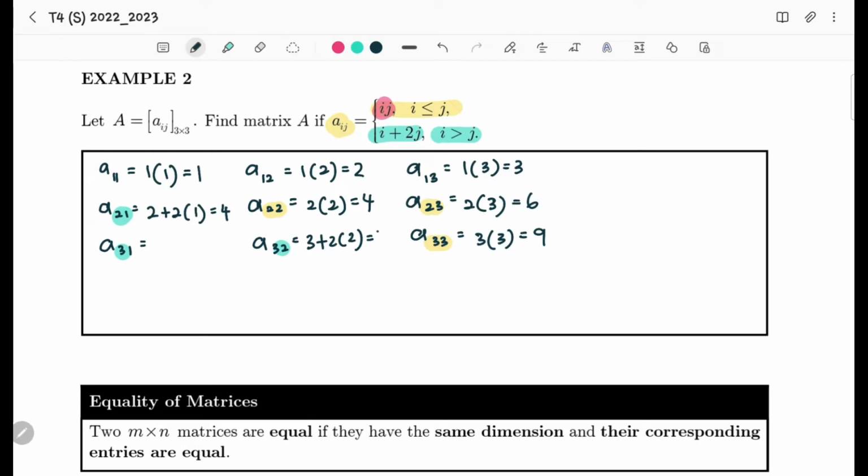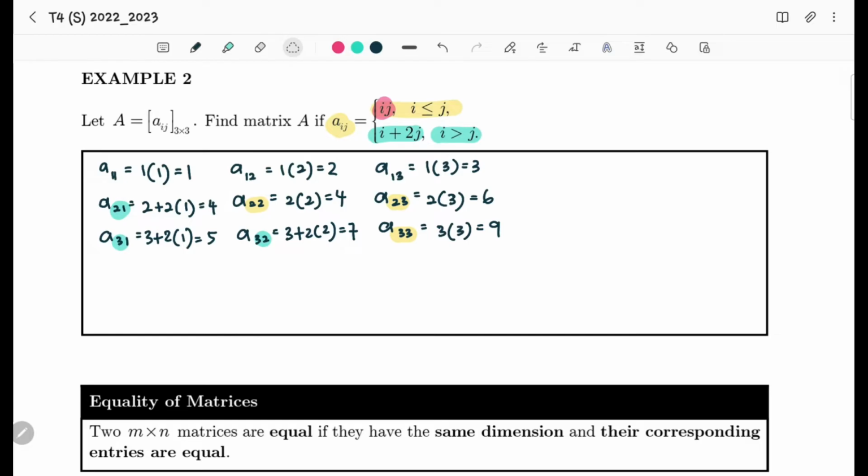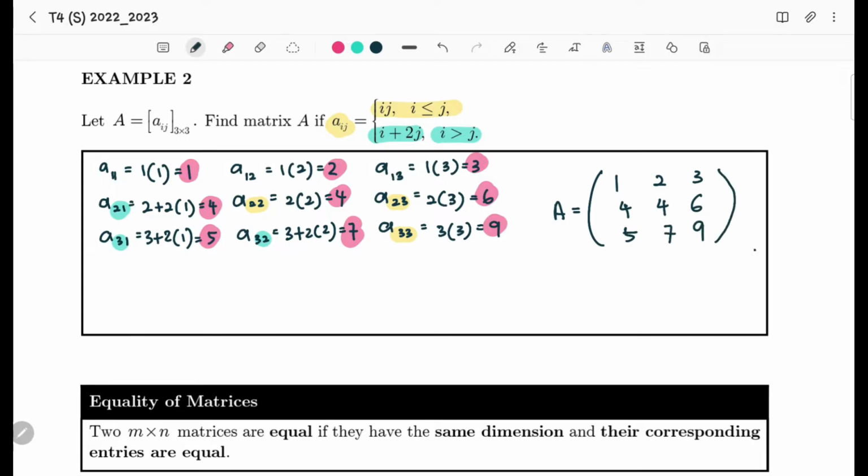Okay, so 7. And then I plus 2J, 5. Right. Now we just have to rewrite all the entries in matrix form. Okay, so all the entries, right? So 1, 2, 3, 4, 6, 5, 7, 9, and we're done.